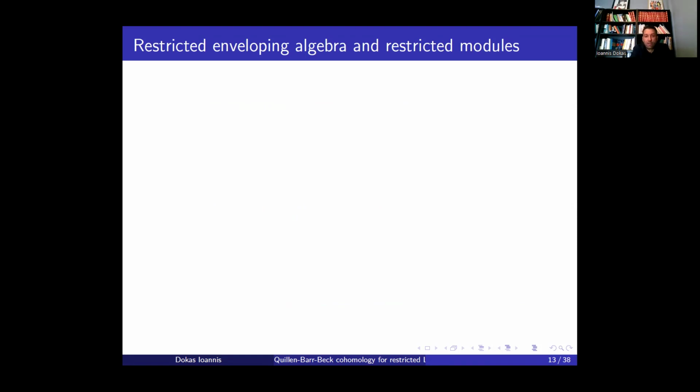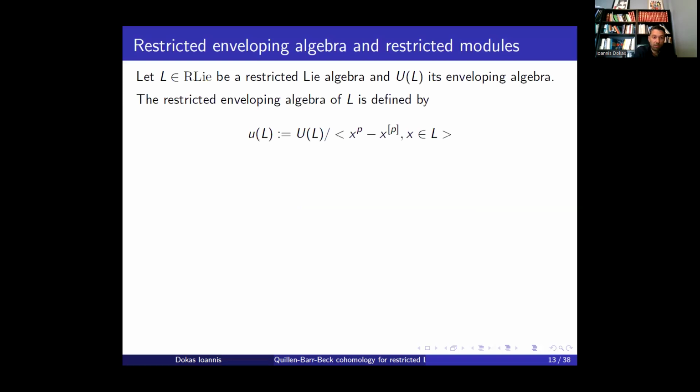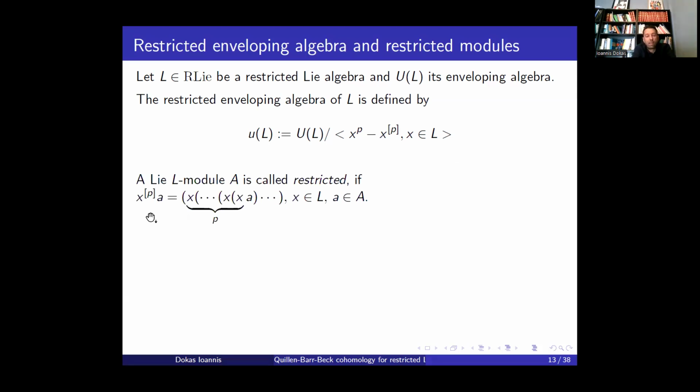There is a notion of restricted enveloping algebra and a notion of restricted module. So if we start with L being a restricted Lie algebra, we can consider the enveloping algebra of L, which I denote with this capital U. The restricted enveloping algebra of L is defined as a quotient of the enveloping algebra by the ideal which is generated by elements of this form. So basically, we identify the formal p-map that we have here with the Frobenius which exists in the enveloping algebra. And there is a notion of restricted module, which would be a Lie module, an L-Lie module, such that this relation here holds.